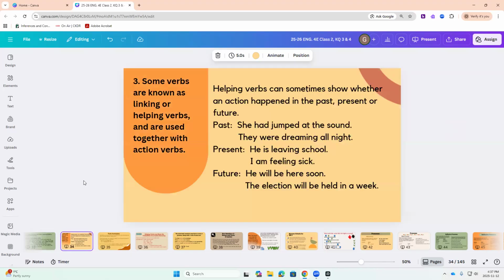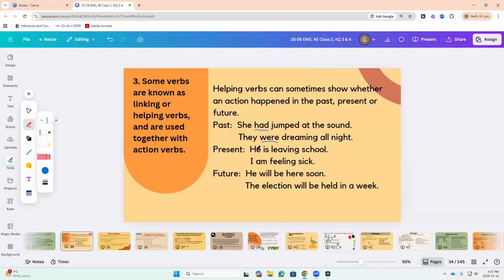Okay. Some verbs are known as linking or helping verbs, and they are used together with action verbs. So state of being verbs can sometimes be in here, but there are other ones. Helping verbs can sometimes show whether an action happened in the past or the present or the future. So past: she had jumped at the sound. They were dreaming all night. So "had" is like a linking or helping verb.